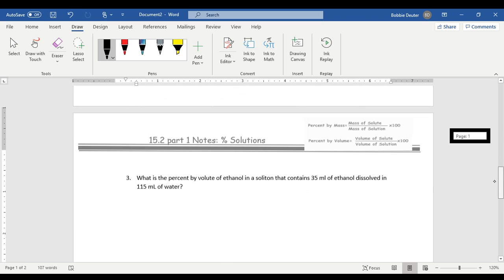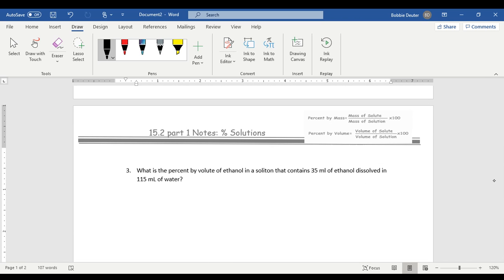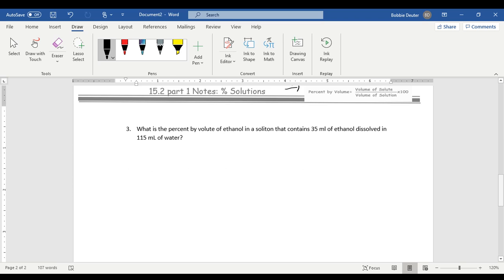So now what about those other equations we said? So we just did percent by mass. Well, now let's do percent by volume. So percent by volume, again, is what we're familiar with. We probably don't even know it, but that's what we buy when we buy solutions at the store, such as acetic acid or ethanol. So what is the percent by volume of ethanol in a solution that contains 35 milliliters of ethanol dissolved in 115 milliliters of water?